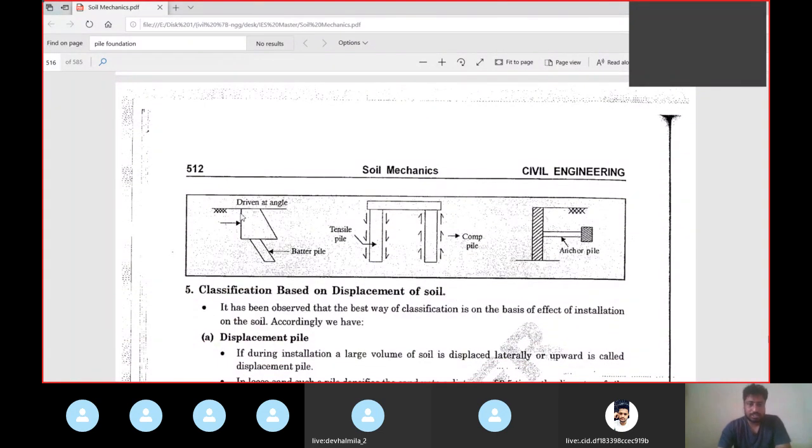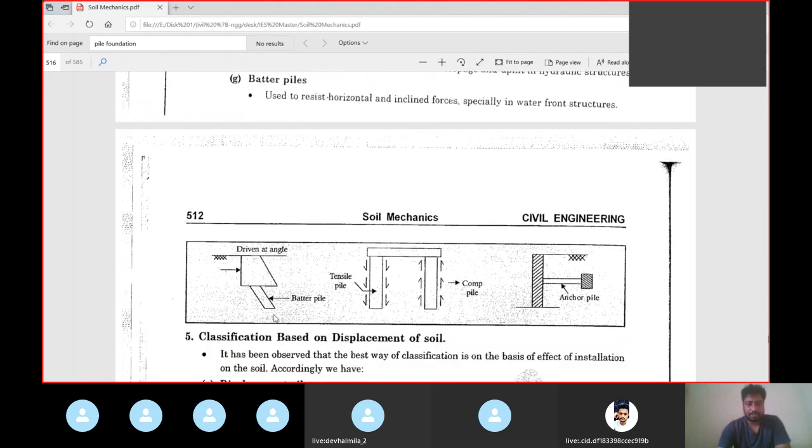Now see, this is an example of a batter pile, where the pile is installed to resist a horizontal or inclined force, especially. So this is a batter pile, installed at some inclination and driven at an angle. This is a structure like a dam, and this is your batter pile. Now this is your tension pile and this is your compression pile.